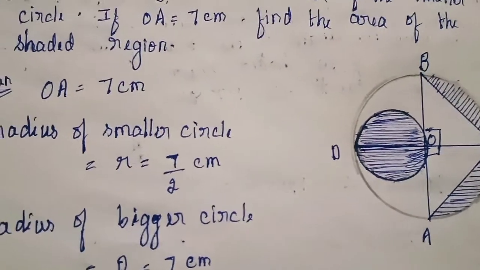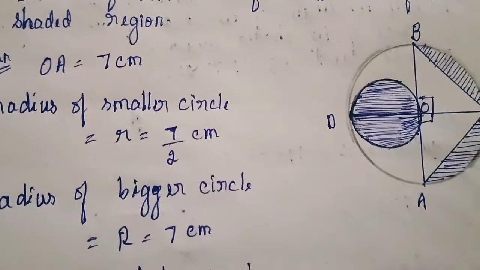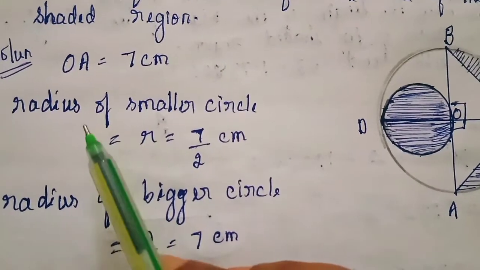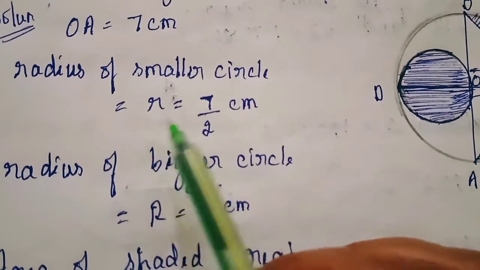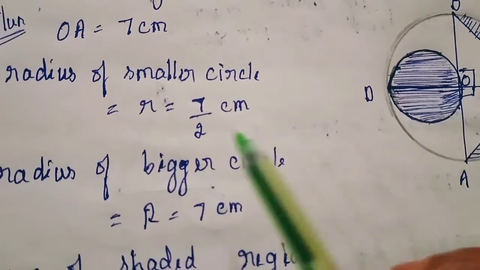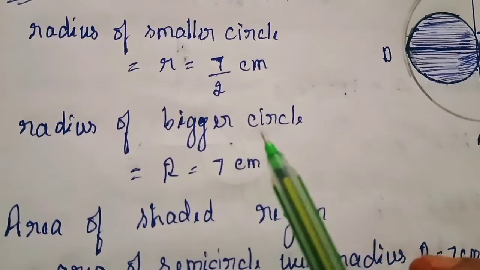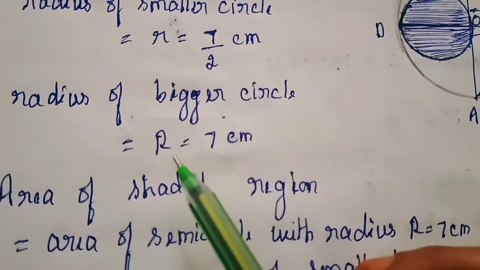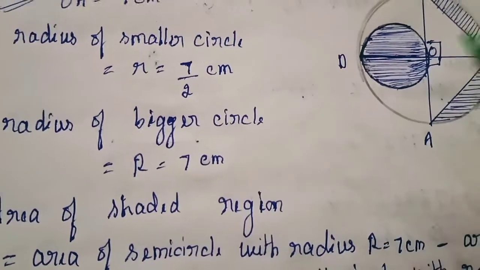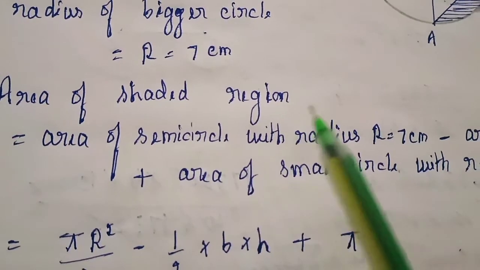Now let us collect the data. OA is 7 centimeter, that is the radius of the bigger circle is 7. So the radius of the small circle, that is r equal to, you can see here OD is the diameter and the radius becomes half of 7, that is 7 by 2. And the radius of the bigger circle, take it as capital R, and as given in the question it is 7 centimeter. So what is the area of the shaded region?